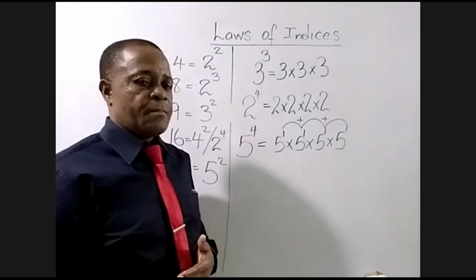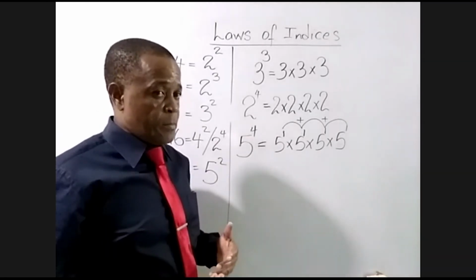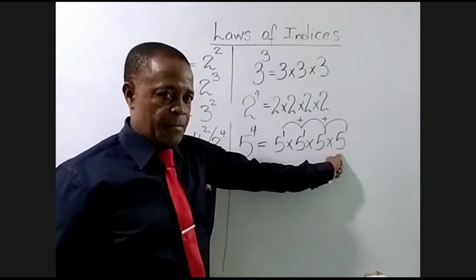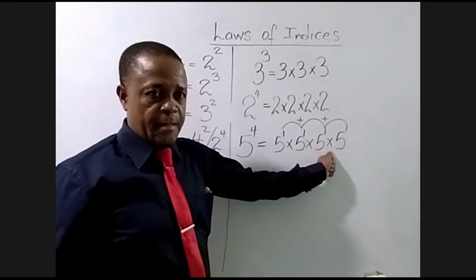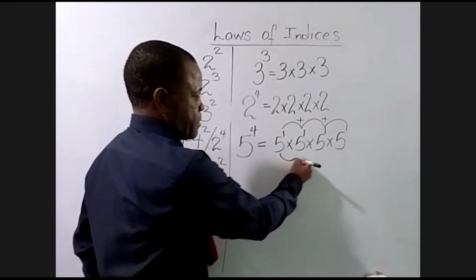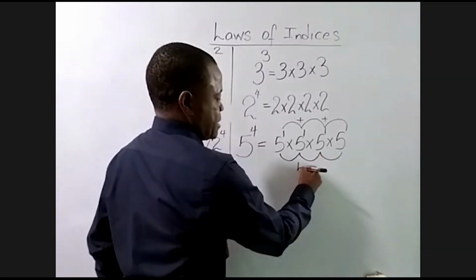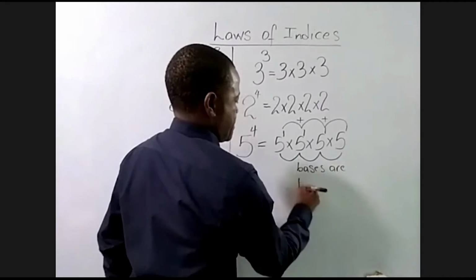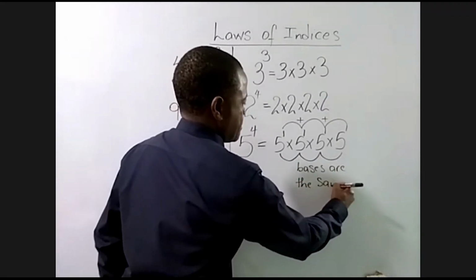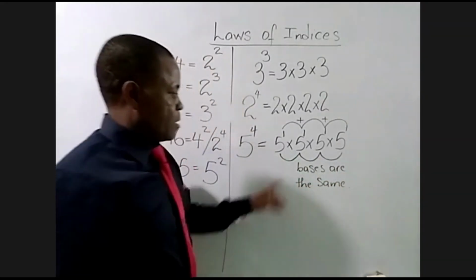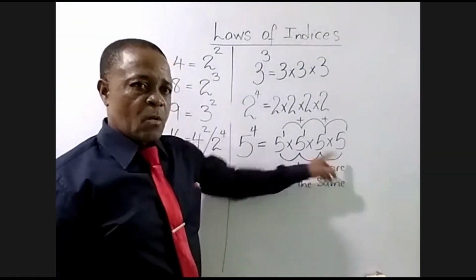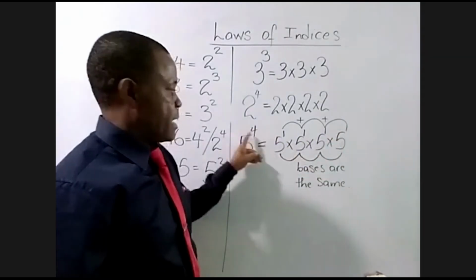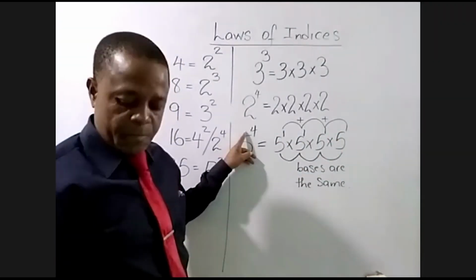This can only happen, student, if the bases are the same and you're multiplying. So notice when we check here, all the bases are the same. So all the bases are the same here. What did we do? We just went ahead and we add the numbers here and we get it in that form.